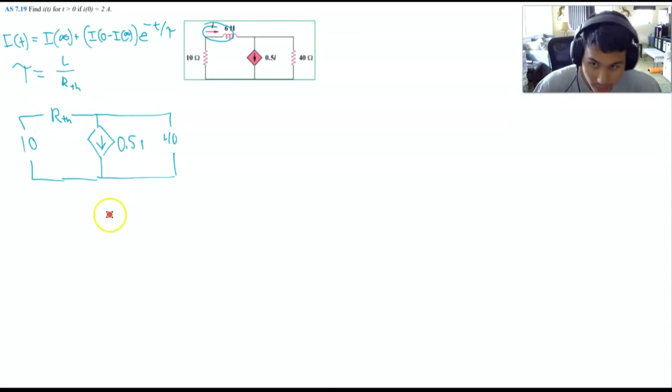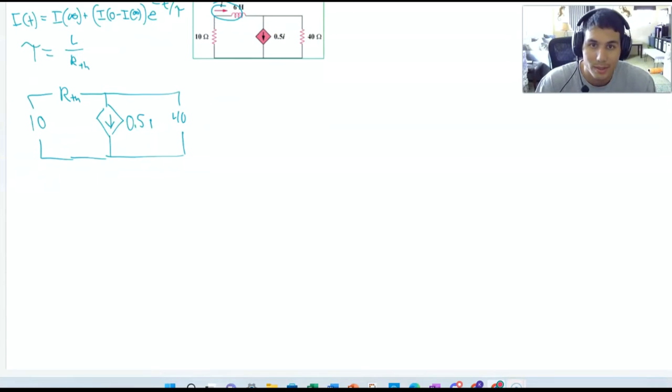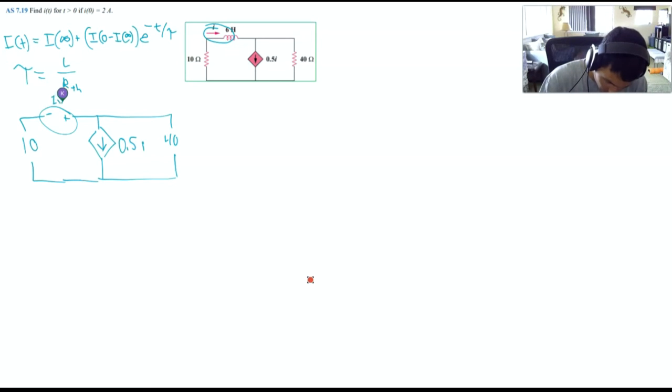Now, you can't just find R Thevenin like this. You need to actually go one step more. So instead of writing R Thevenin here, I mean, R Thevenin is there, but we have to insert an artificial source to actually find things. So we'll do a plus, a minus, and we'll do a 1 volt source. So V0 is equal to 1 volt.